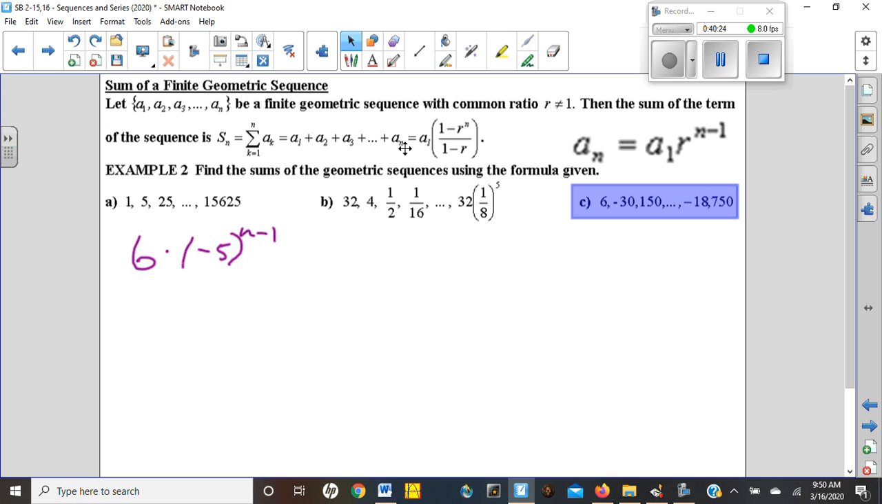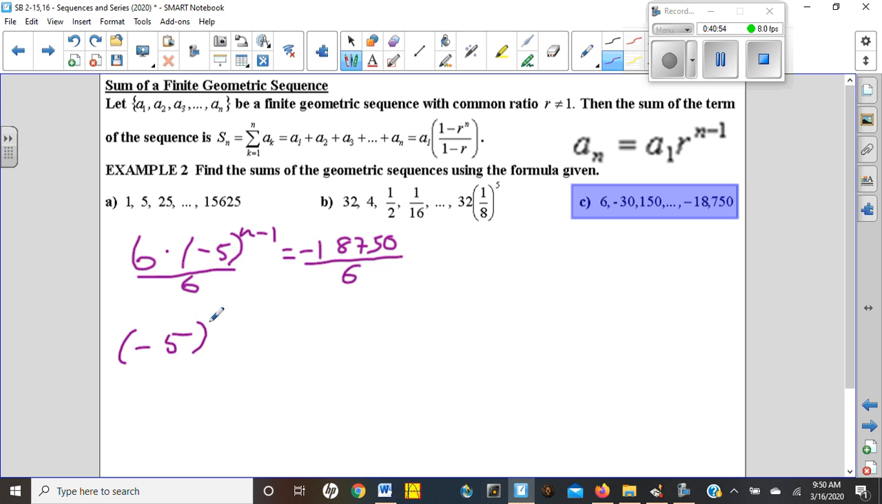Now, how many terms out am I going to be? Well, I guess we're going to have to set this equal to negative 18,750 to make that determination. So this is one of those examples where we're going to need to divide first by 6 before we can start looking at turning it into a logarithmic relationship. So negative 5 raised to the n minus 1 is equal to negative 18,750 divided by 6.